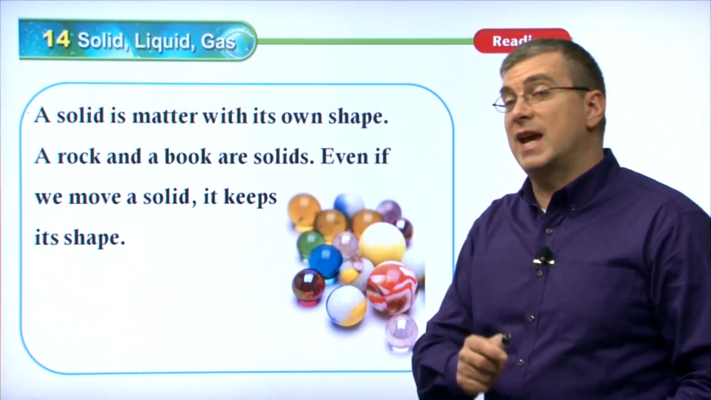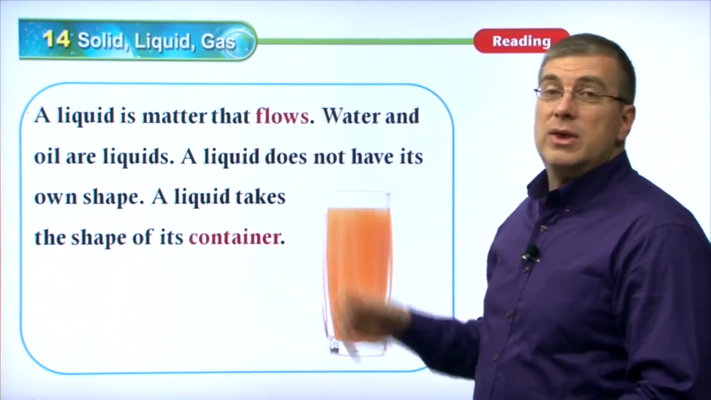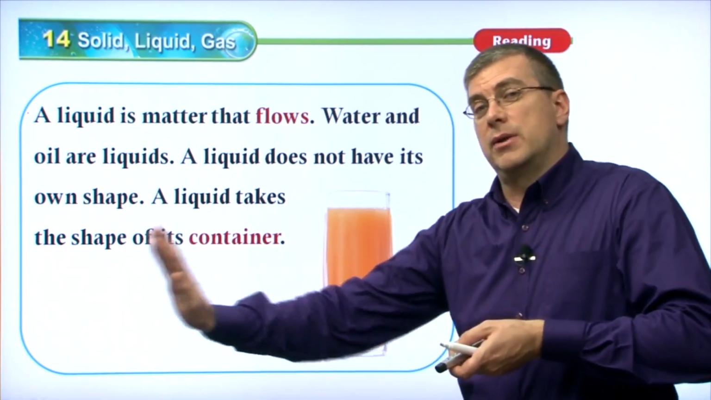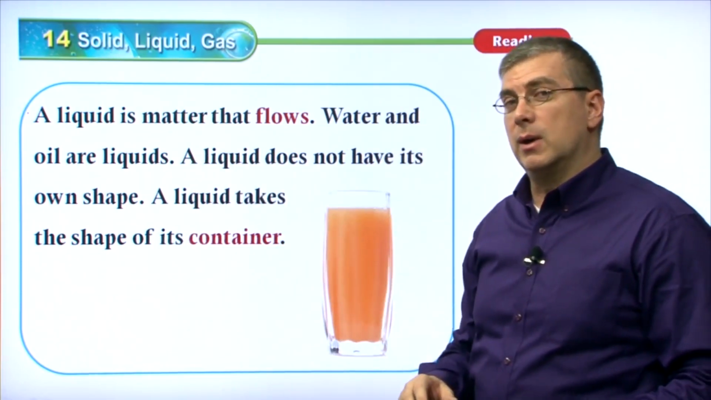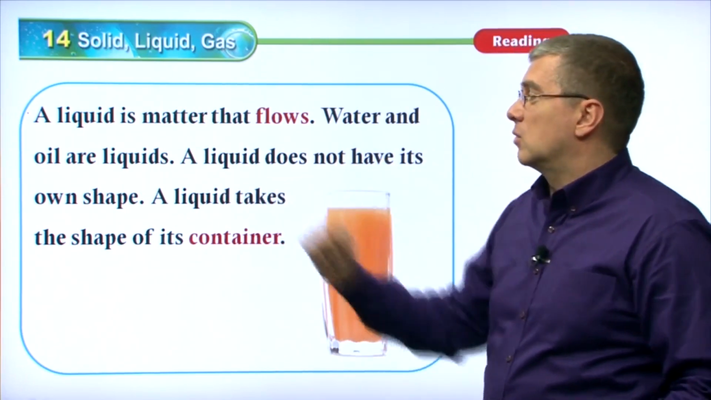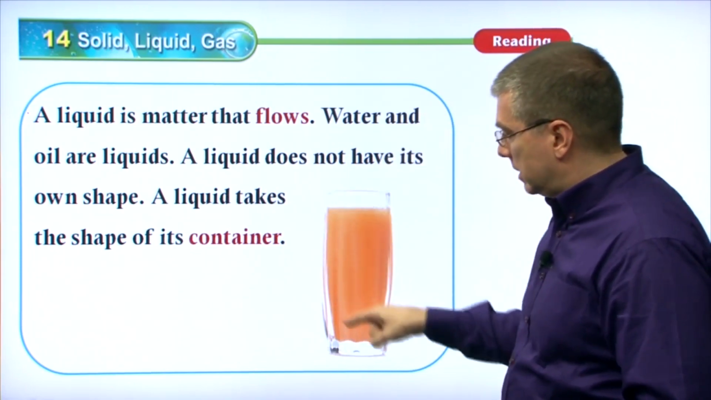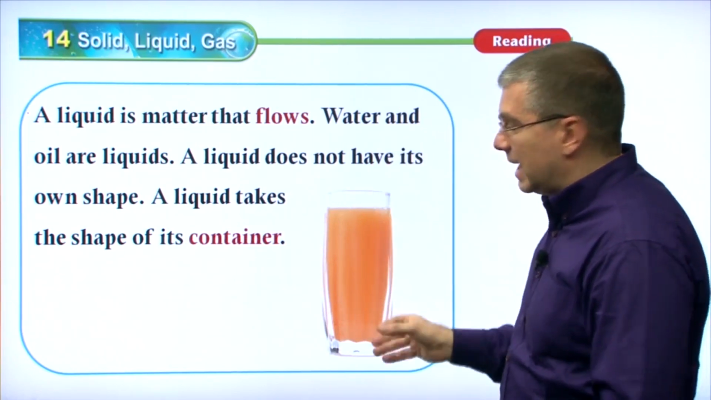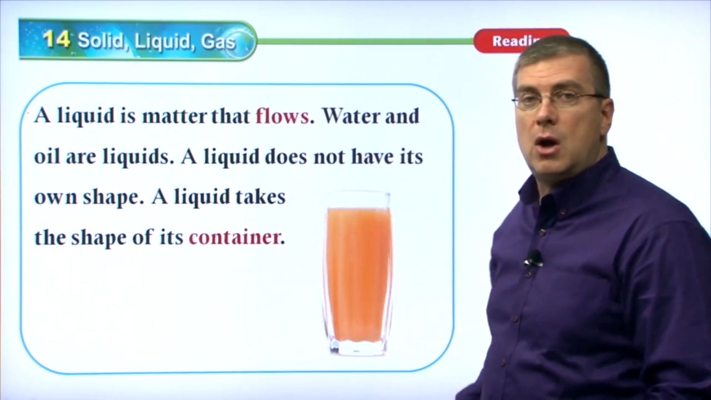Okay, let's move on to the second form. The second form is liquid. A liquid is matter that flows, right? If we pour it out, it will flow to another area. Water and oil are liquids. Oil is also a liquid. Oil is heavier than water. A liquid does not have its own shape. If we pour water or juice or oil into this glass, it will take the shape of the glass. The glass is tall and skinny. The water or the oil or the juice will also become tall and skinny.